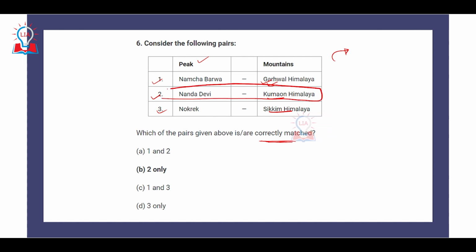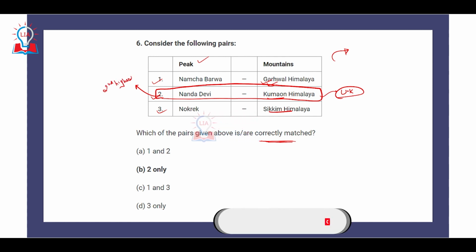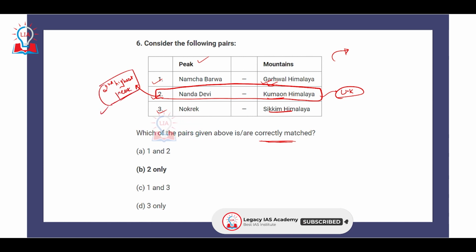Nanda Devi is part of the Kumaon Himalaya, which is in the state of Uttarakhand, and it is also within Indian controlled territory, the second highest peak after Kanchenjunga of Sikkim. Nanda Devi becomes very important as the second highest peak within Indian administered territory.